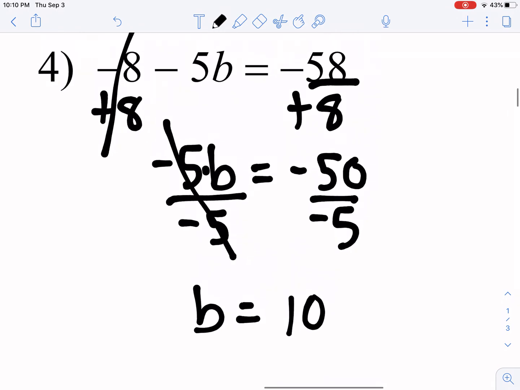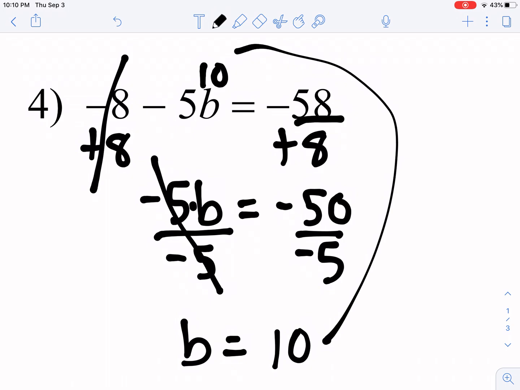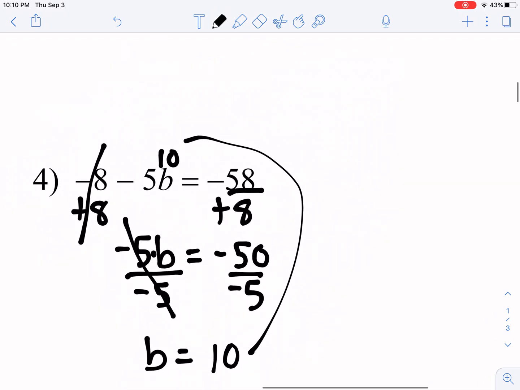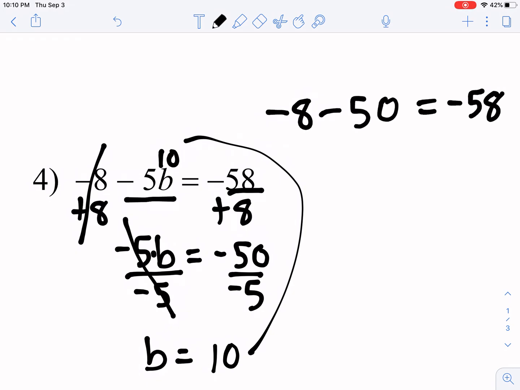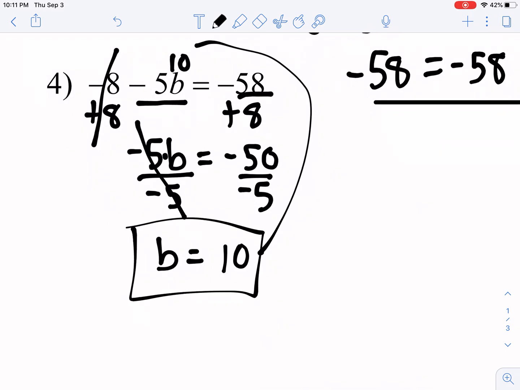Now plugging it back in and checking, if I plug my 10 back into here, let's see if this works. Remember, in order of operations, we do the multiplication first. So I'd have a negative 8. What's a negative 5 times 10? Negative 50. And we want to see if that's a negative 58. Well, notice I have same sign, add and keep the sign. 8 plus 50 is 58, and keep the sign, which is negative. So is that what I wanted? Yes. So I get b equals 10.